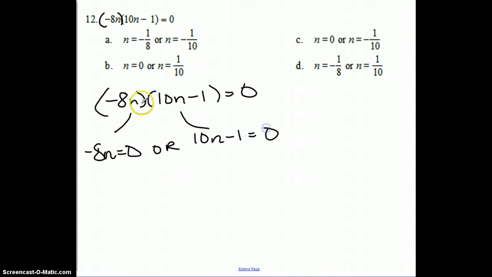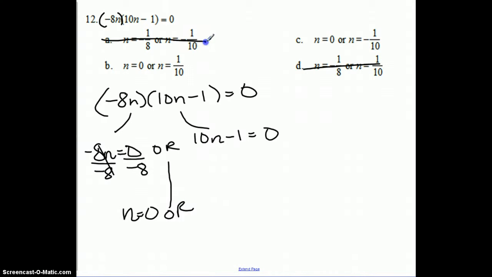Now the only reason there originally wasn't a parenthesis around this is because it only had one term, just -8n. This one had 10n minus 1, so two terms in it made sense to put it in parentheses. So in this one I'm going to divide it by -8, so I get n equals 0. So just based on that we know these two aren't even a choice.